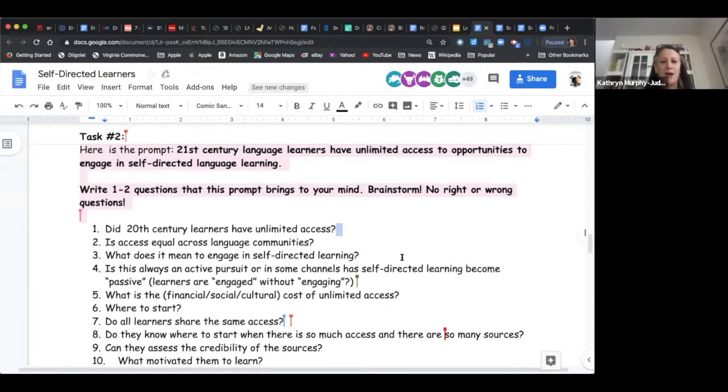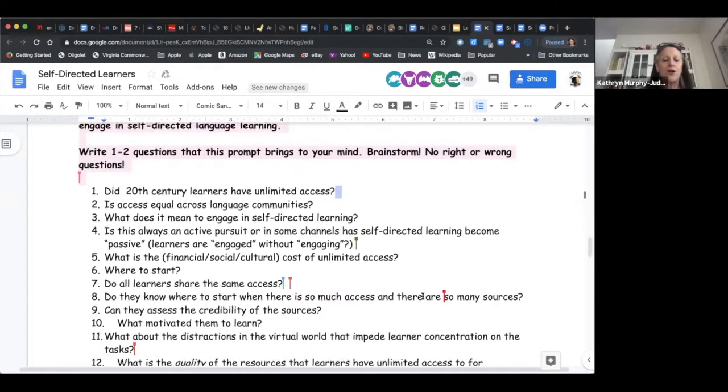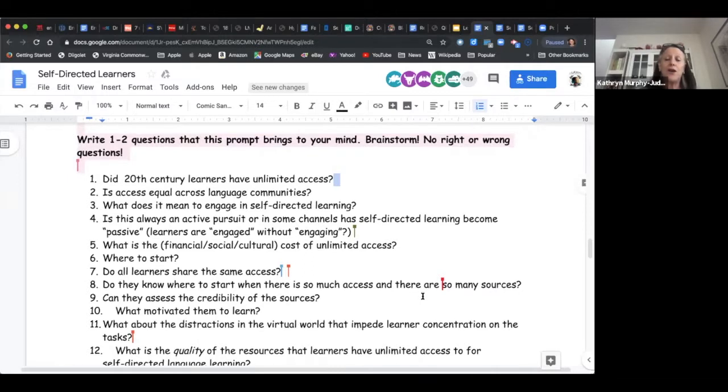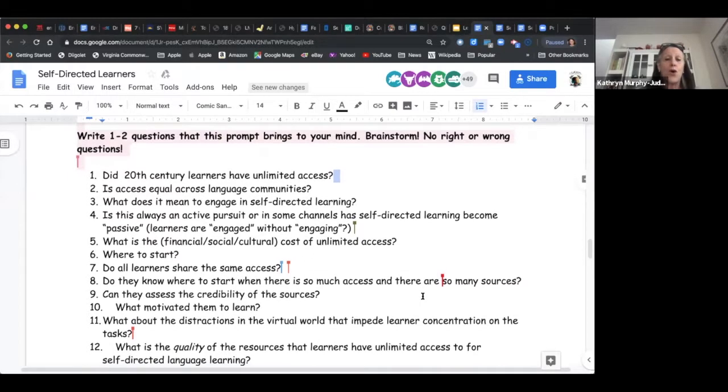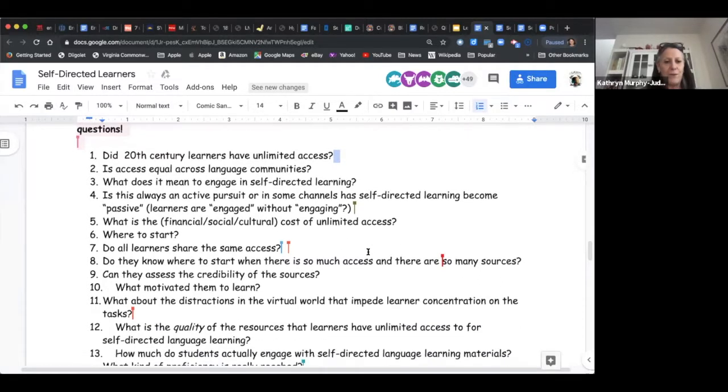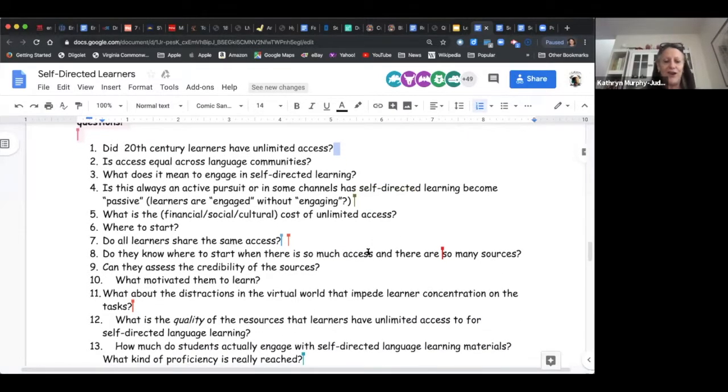Some other things, what does it mean to engage in self-directed learning? We're going to take a look quite a bit at that. Is self-directed learning always active, or is some of it more passive? And I think we've seen a lot of online education where, supposedly, the learner is directing themselves, but it's not a very active learning platform, but it can be. Online learning can definitely be very active.